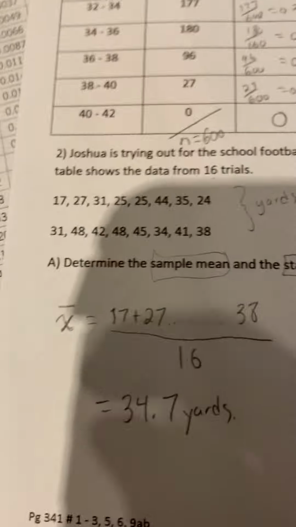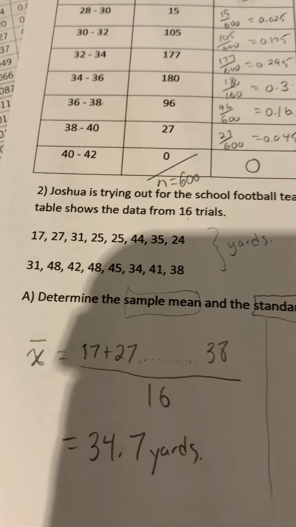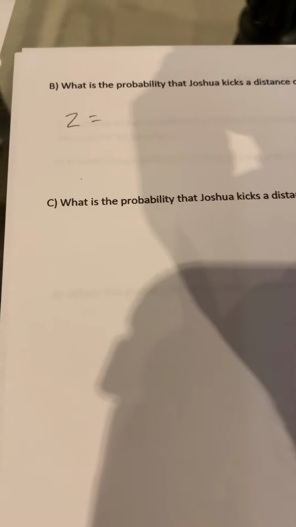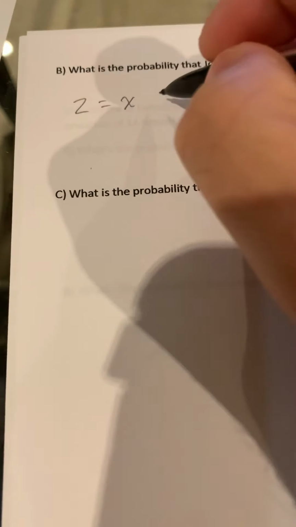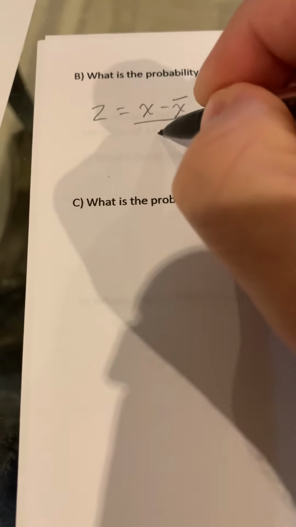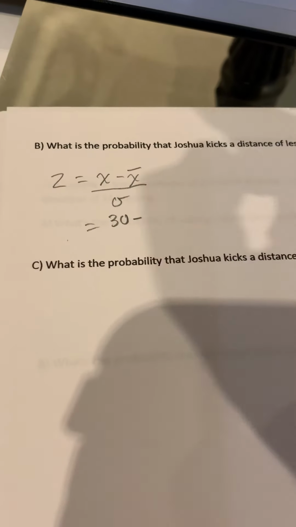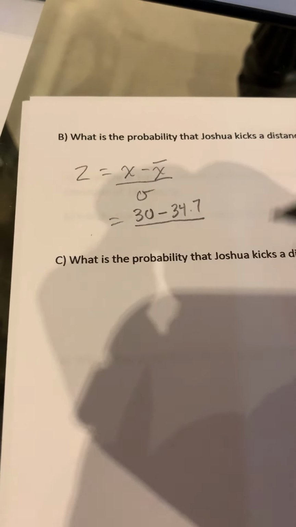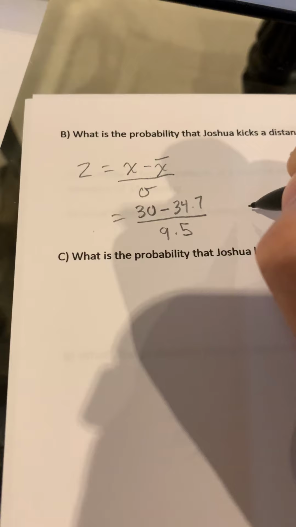I know we're given values here, but I don't want you to use these values to calculate the probability of less than 30. We're going to use z-scores. So this is how it works. z equals your value, subtract your mean, divided by your standard deviation. So we're looking at the value of 30. So 30 subtract our average, which is 34.7, divided by your standard deviation, which we calculated to be 9.5.